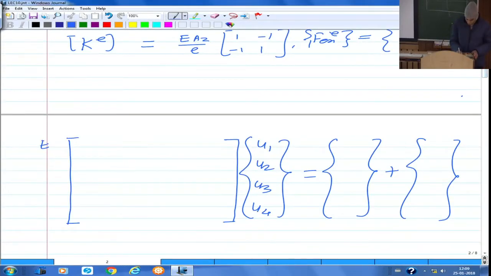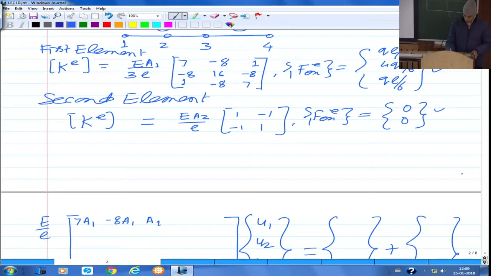So here you will have E by L, and then what you have is 7A1, minus 8A1 and A1. That is 7, minus 8 and 1. So the first row of the stiffness matrix of the first element, the 7, minus 8 and 1, goes to basically first row and first 3 columns, because it is consisting of first 3 global nodes. So the first element goes to first row and first column, this goes to first row second column, this element goes to first row and third column.